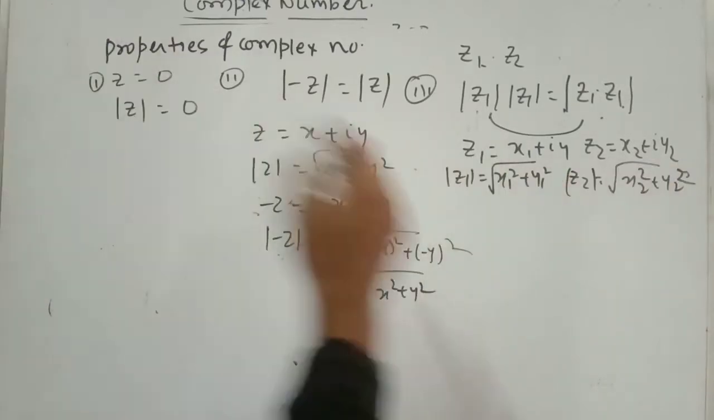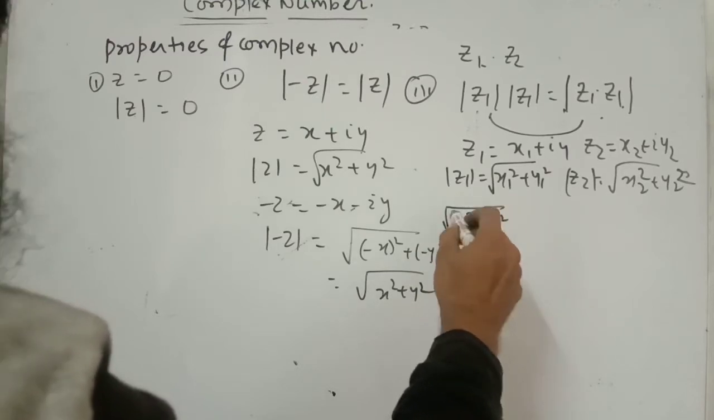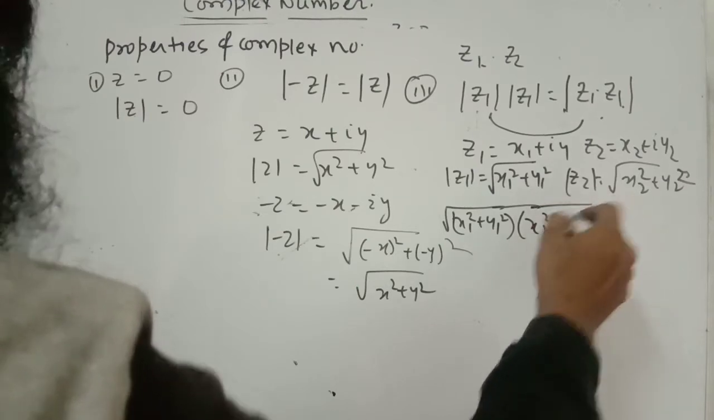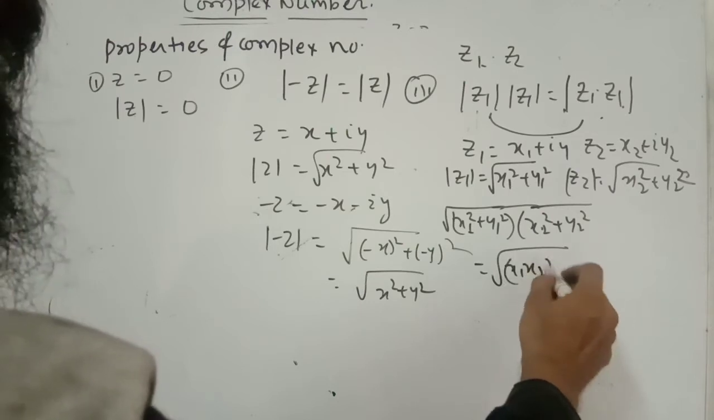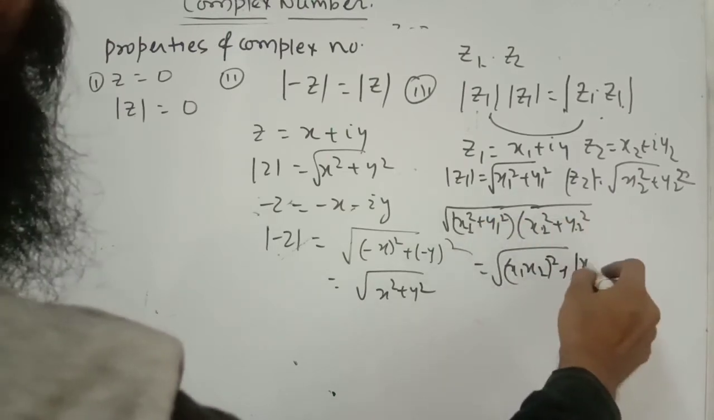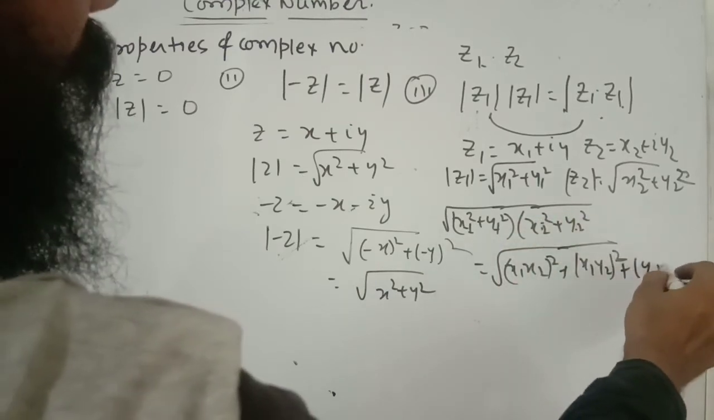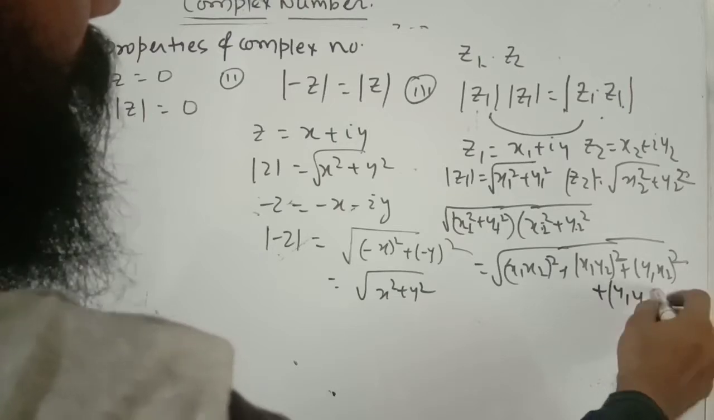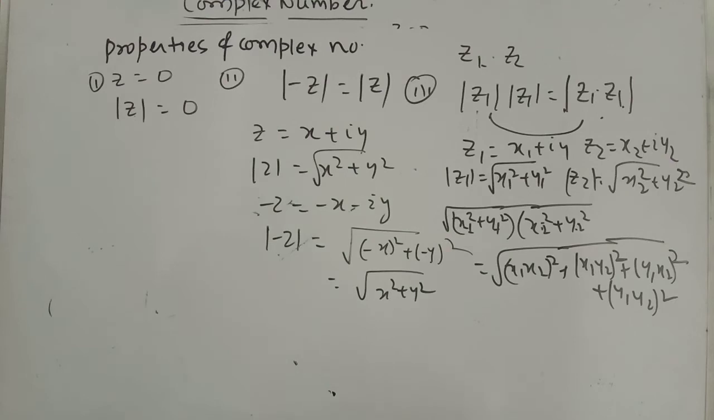So modulus of z1 into modulus of z2, that means you can write root of (x1 square plus y1 square) into (x2 square plus y2 square). So after multiplication it will become x1 x2 whole square plus x1 y2 whole square plus y1 x2 whole square plus y1 y2 whole square. Okay, so this is the product of the modulus of the individual complex numbers.